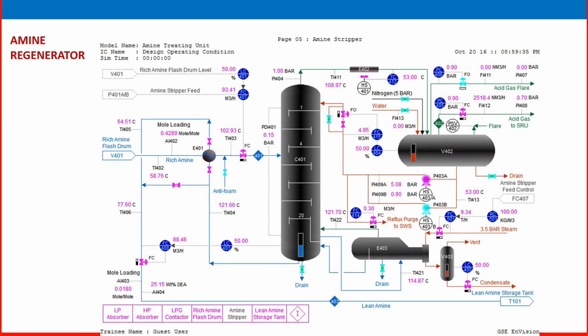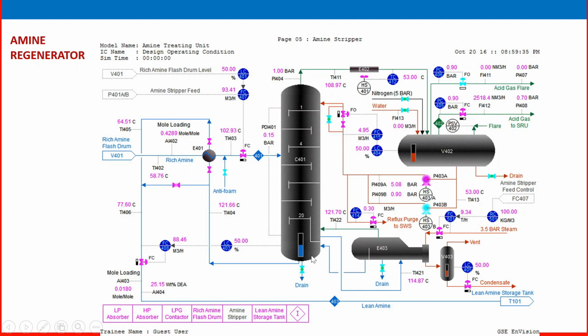Now the various important parameters, pressure, temperature, level and flow in the absorber, are very critical. Of course amine purity is also critical, but amine purity is taken care of in the regenerator. So this is the amine regenerator area. Typically, this is the DCS output; the DCS screen is shown here.